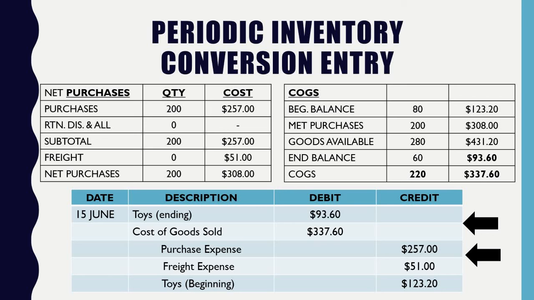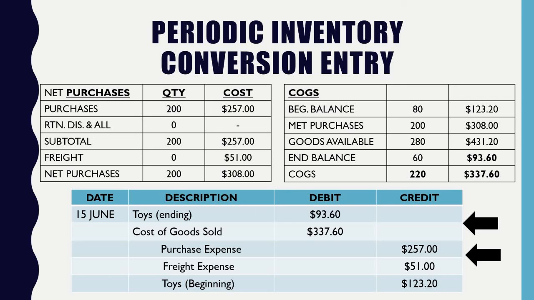And then again, same thing with the freight expense. It's only going to reflect the new items that you've purchased. So again, for $51. Now this is where you need to also get rid of your beginning inventory, which we know what it was. It was the 80 items remaining for the $123.20. We plug that in.